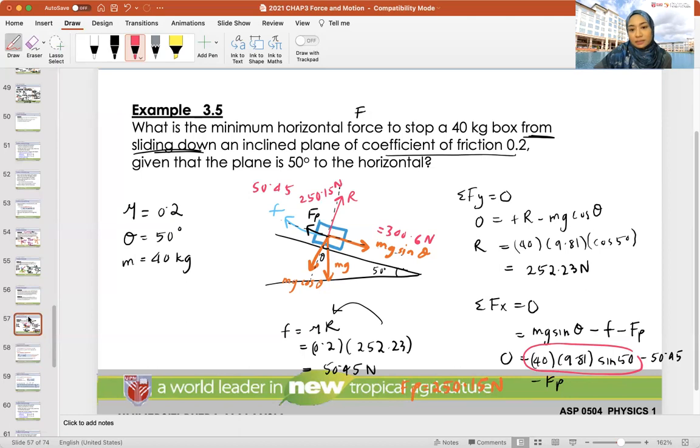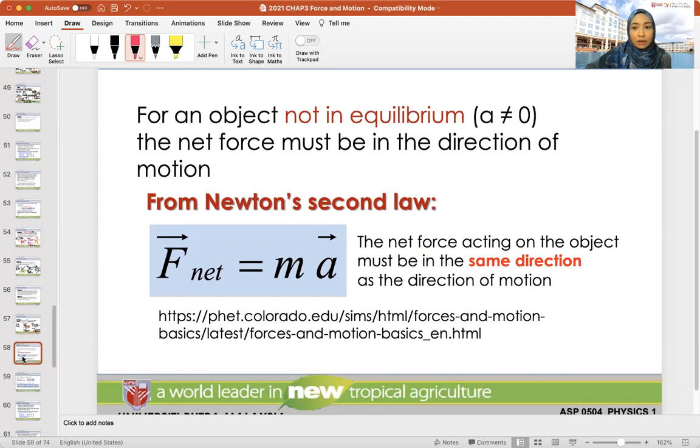Ada soalan tak? Okay ke? Faham ke? So no questions. Okay, even the chat box is like krik-krik sangat. So I hope everyone is okay and focusing.